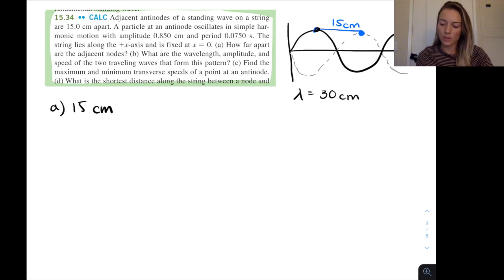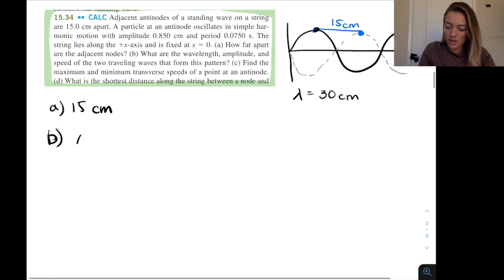All right, now what are the wavelength, amplitude, and speed of the two traveling waves that form this pattern? So the wavelength is going to be the same, because when we have two traveling waves that make up a standing wave, the wavelength of them is the same. So they're going to have the same wavelength as your standing wave. And we can see that the wavelength here we already said was 30 centimeters.